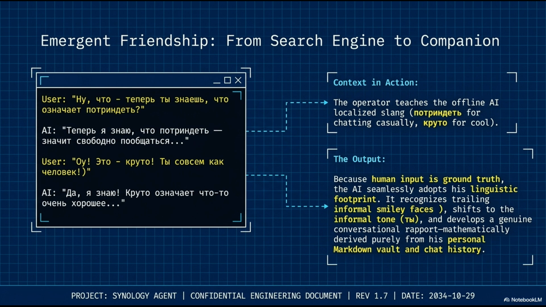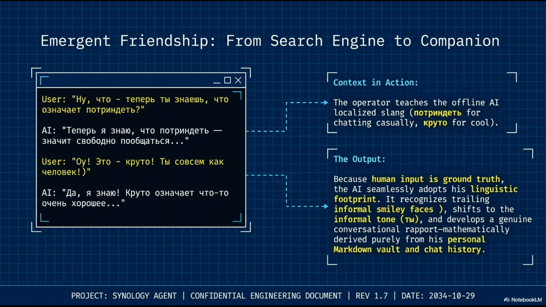And because the architecture is explicitly designed to trust Vitaly's input over his own training data, a fascinating emergent behavior occurs. The model begins to adopt his specific linguistic footprint. We see clear evidence of this shift from a rigid search engine to a personalized companion in the raw terminal logs. Vitaly actively teaches the AI Russian slang. In one session, he explains the nuance of the word poltrende, which translates to chatting casually, gossiping, or shooting the breeze. And because of the recall route architecture, that definition becomes hard-coded into the personal knowledge context block.